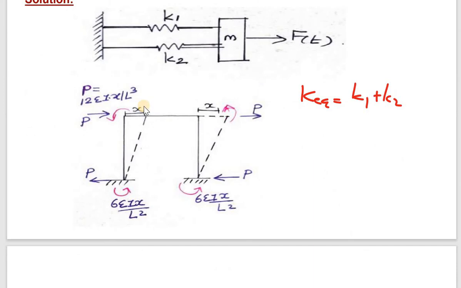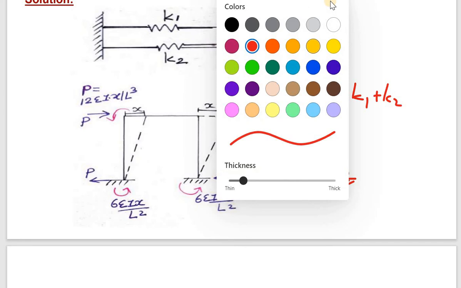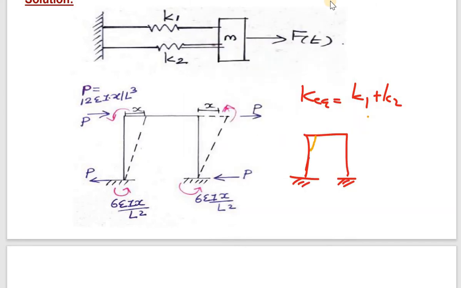Here a system is given like this, a frame is given like this. It is subjected to a displacement. I'm using another color. So let it be displaced by this distance. Let it be x. Due to vibration there will be a displacement, this x.